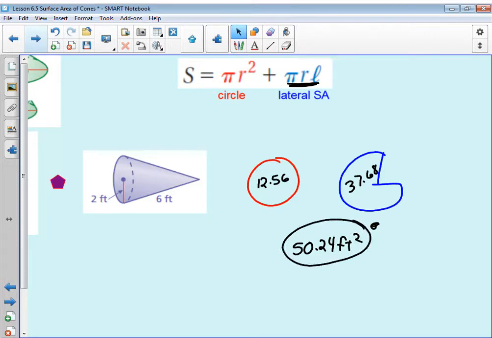Okay, you should have gotten 50.24 feet squared because it's surface area. So that's it for this part of the lesson. We'll be diving into some different parts of the lesson tomorrow.